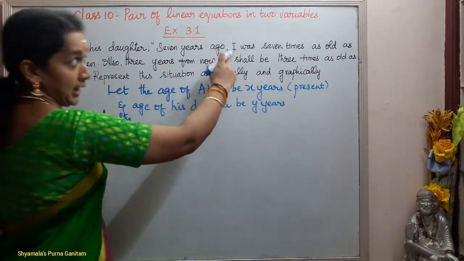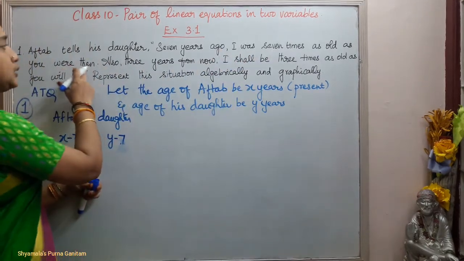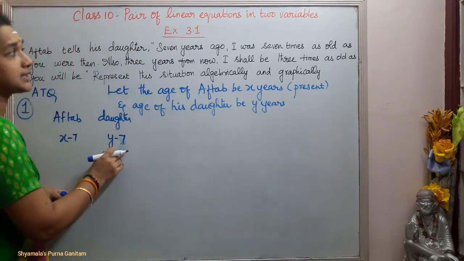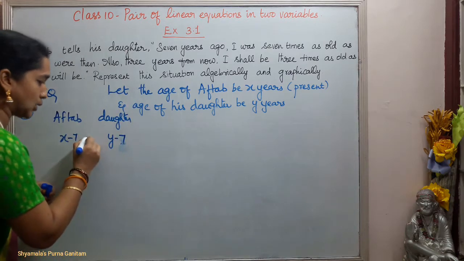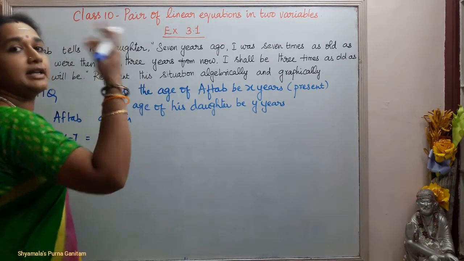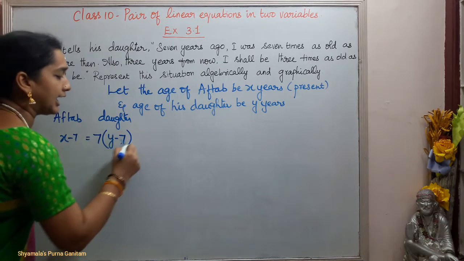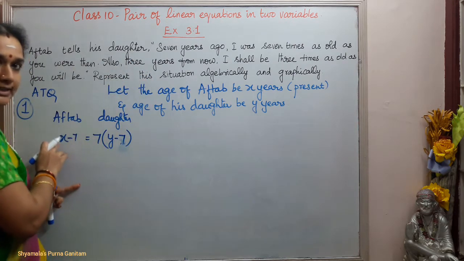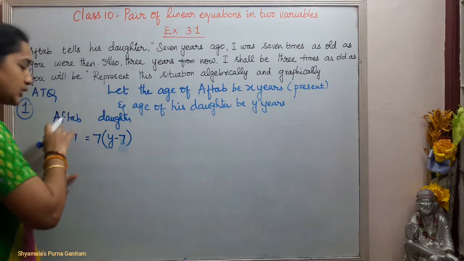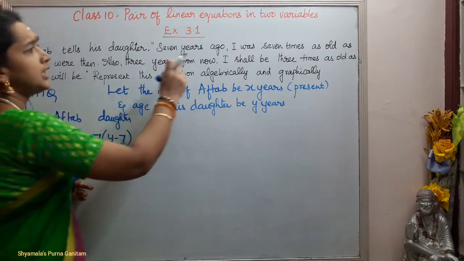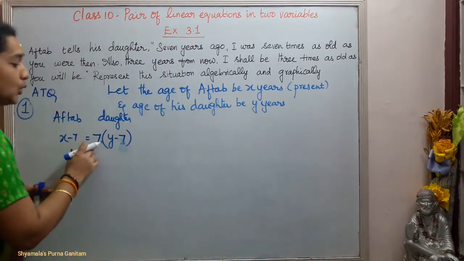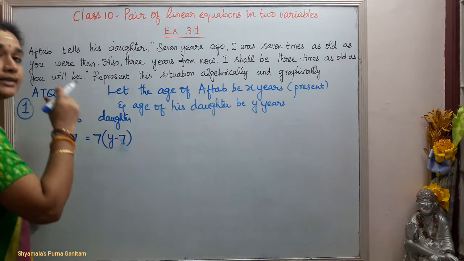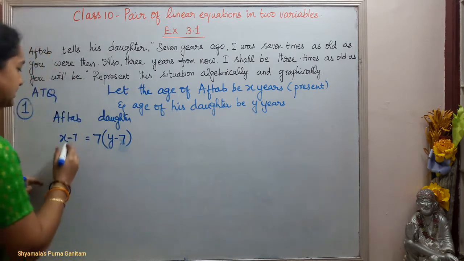This is the first. I was 7 times as old as you then. 7 years ago, I was. So I was means Aftab was 7 times as old as you. This is the first condition, that is 7 years ago. So Aftab's age is X and daughter's age is Y. 7 years ago means minus 7. So I was means Aftab is equal to 7 times the daughter. This is the first condition.